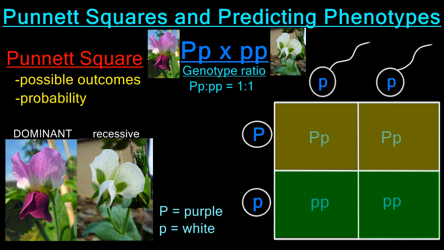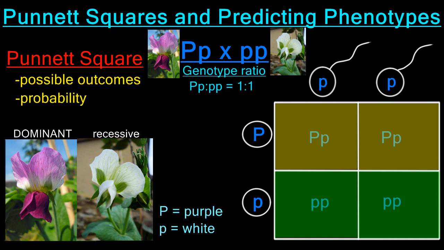The genotype ratio is 2 to 2, which can be reduced to 1 to 1. That means that for every one individual with the genotype big P, little p, we will have one individual with the genotype little p, little p. We could also represent the same probability using percentages. 50% of the offspring from this cross would have the genotype big P, little p, and 50% would have the genotype little p, little p.